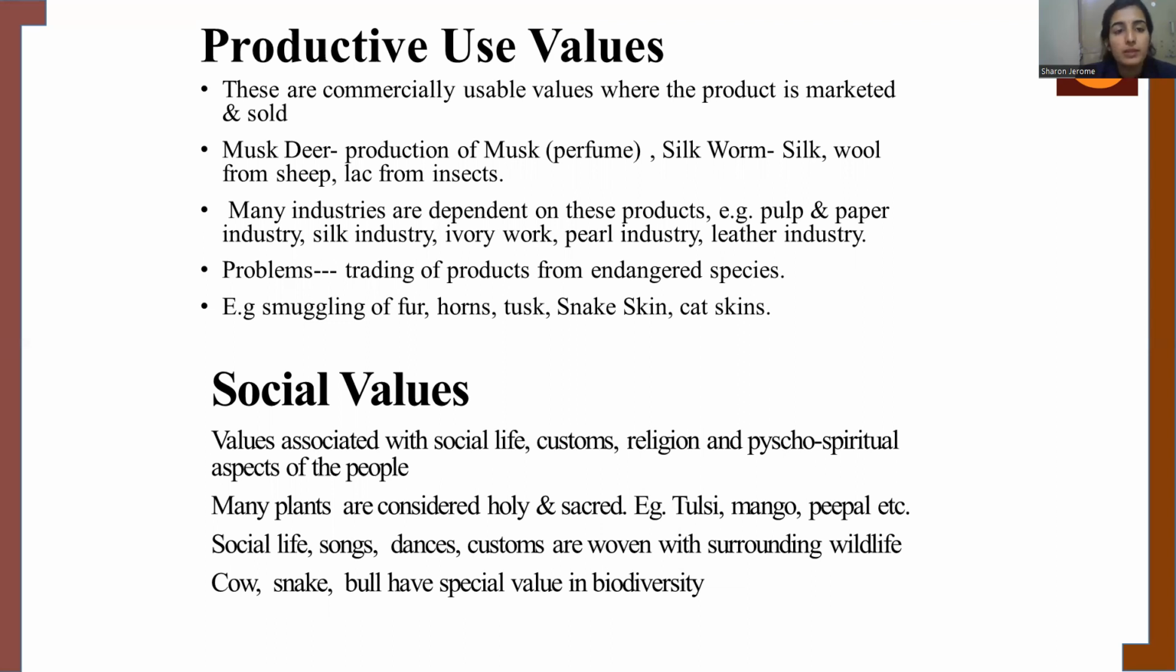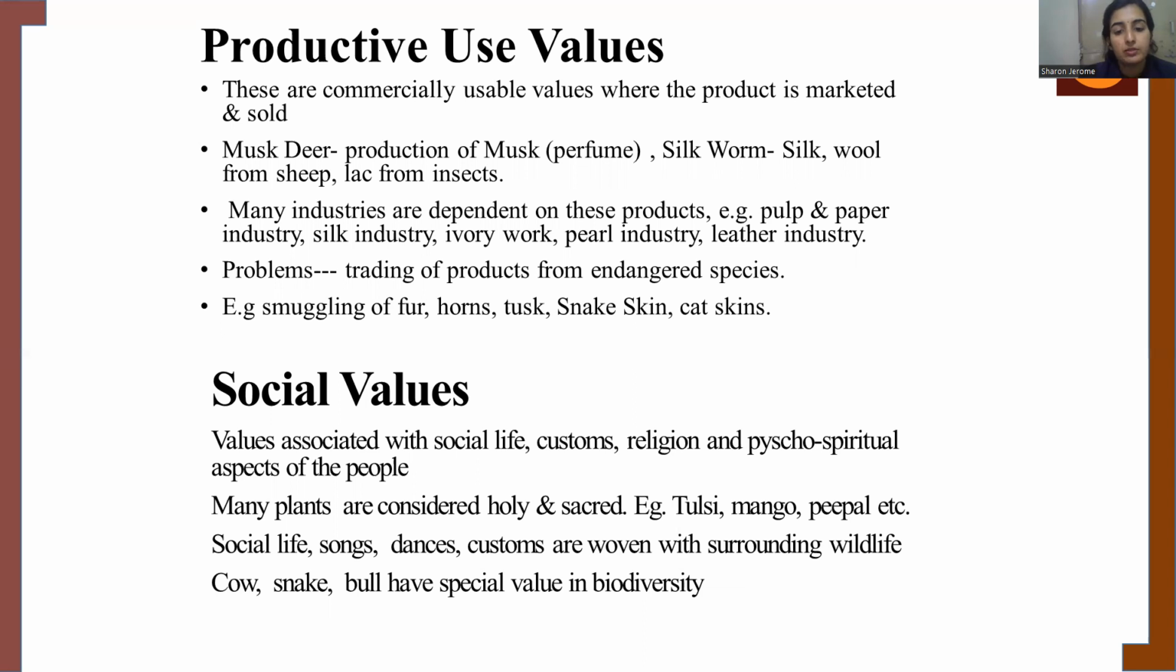Next, when we talk about the social values, they are the values associated with social life, customs, religion, and the psycho-spiritual aspects of people. Even today, many plants as well as animals are considered holy and sacred, including tulasi, mango, and peepal. When it comes to animals, it includes cow, bull, and snakes. And these values are passed down through generations through dances, songs, and customs. That is where the social value of biodiversity lies.